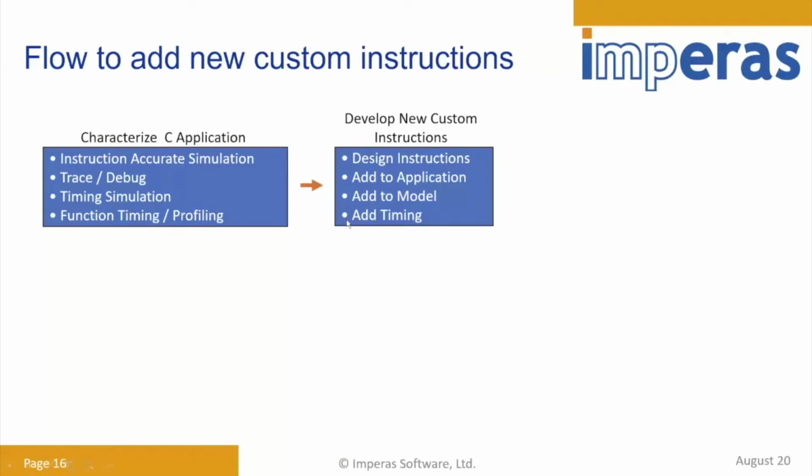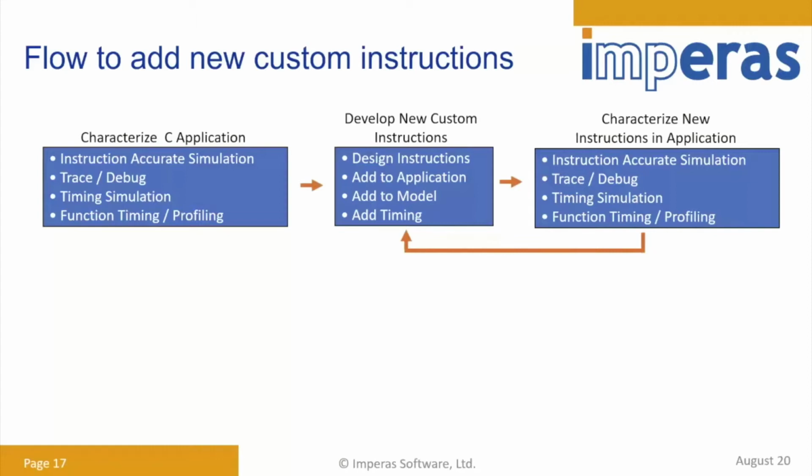The requirement there is to design the instructions to fit within the custom extension part of the ISA, add them to your application, add them to your model, add potential timing as well, and then you can go back around the loop, doing the characterization of those instructions inside of your application. This is the main part where you would do co-optimization of both your application and the instructions that you're trying to use to improve the throughput in your application.